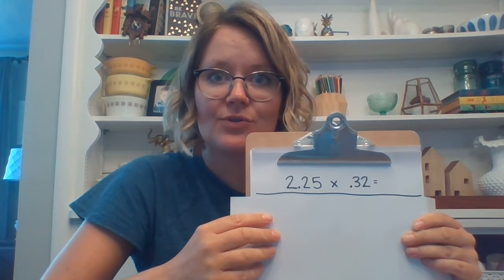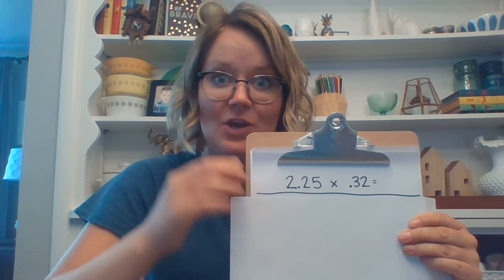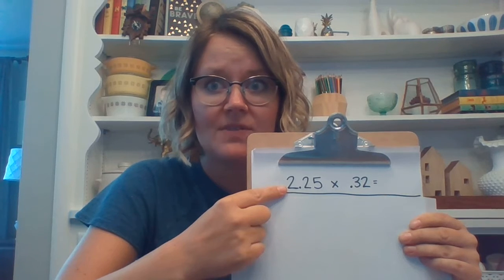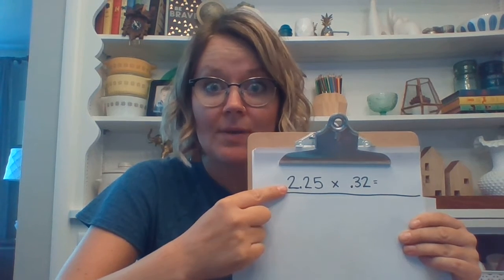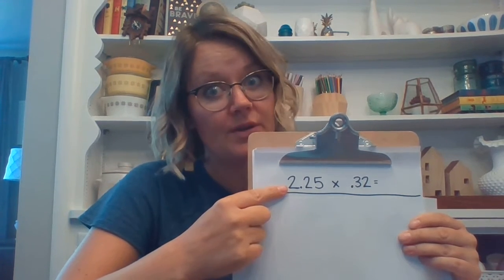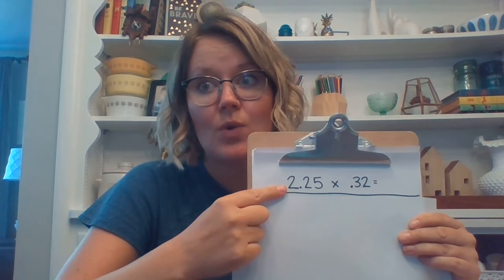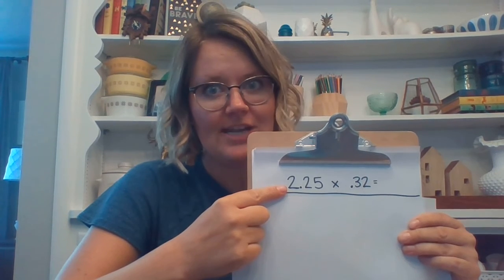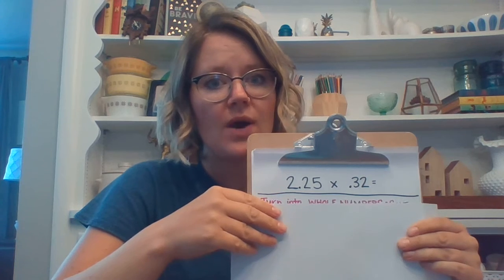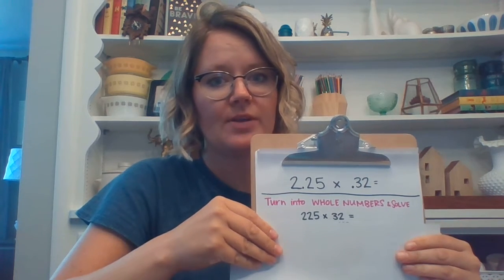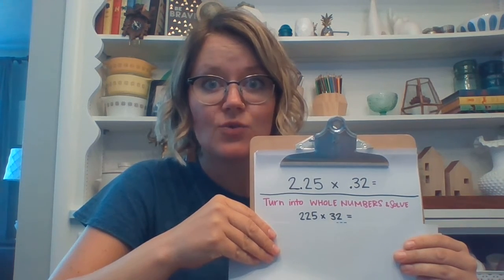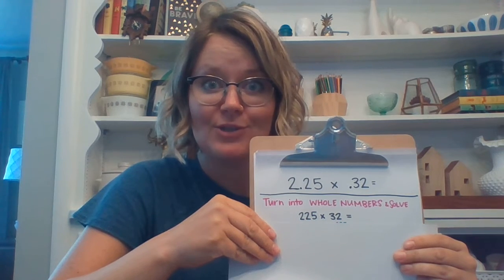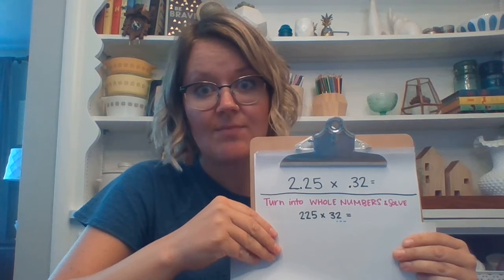That's my estimate. Okay, and now what I want you to do is think about what we did in the last video where I said the first step I wanted you to do when solving decimal multiplication problems is to think about them as whole numbers first because we're comfortable with whole numbers. And then we can use what we know about multiplication to change it. So I changed this into whole numbers and I made it into 225 times 32. And we're going to solve it using an array. And I've already set up the array.